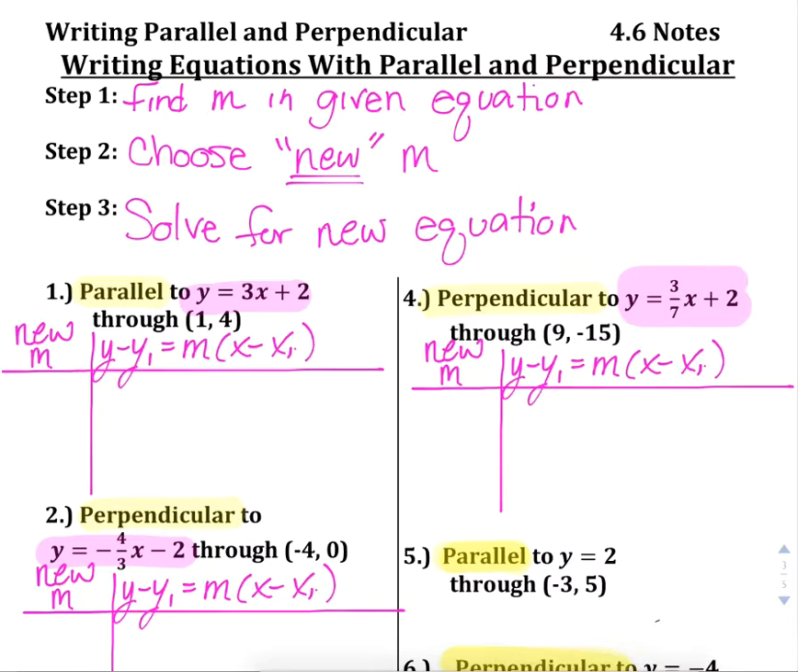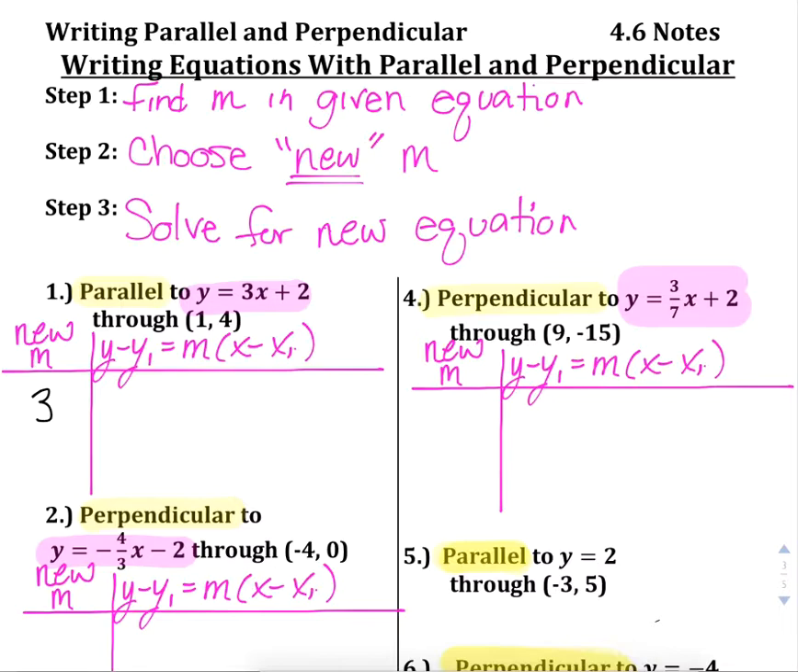All right, let's go ahead and look at this. Nothing is changing from 4.5. We're still writing an equation. The only difference is now I get to choose my slope based on what my goal is. So in problem 1, my goal is to be parallel to 3x plus 2. If I want to be parallel, I want to have the same slope as him. So I am also going to use a slope of 3.